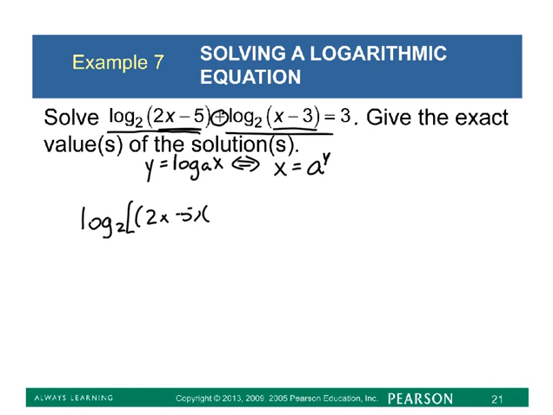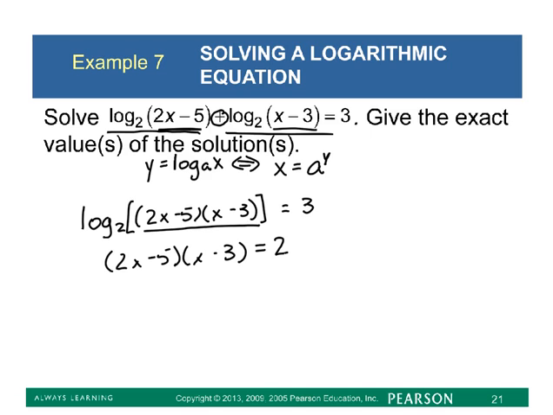I'm actually just going to keep it like this: x minus 5 times x minus 3. That is equal to 3. Now let's change it to its equivalent form, its exponential form. So we have base 2, that goes in for a. And we have, this is our x, so keep that. It's 2 to the x minus 5 times x minus 3. And that is equal to 2 to the third.